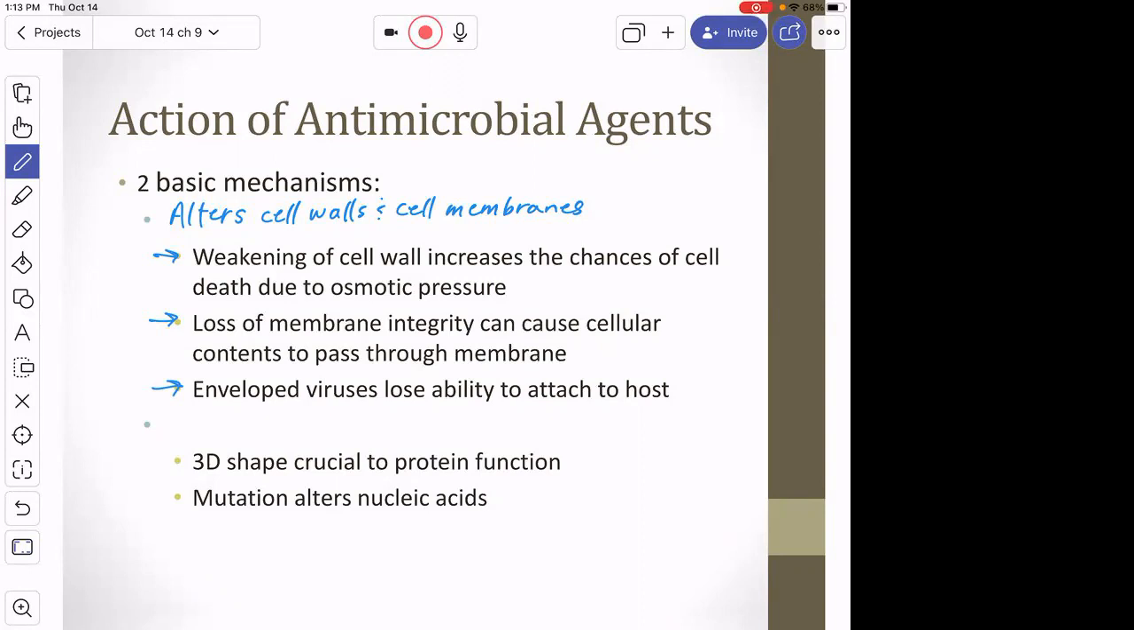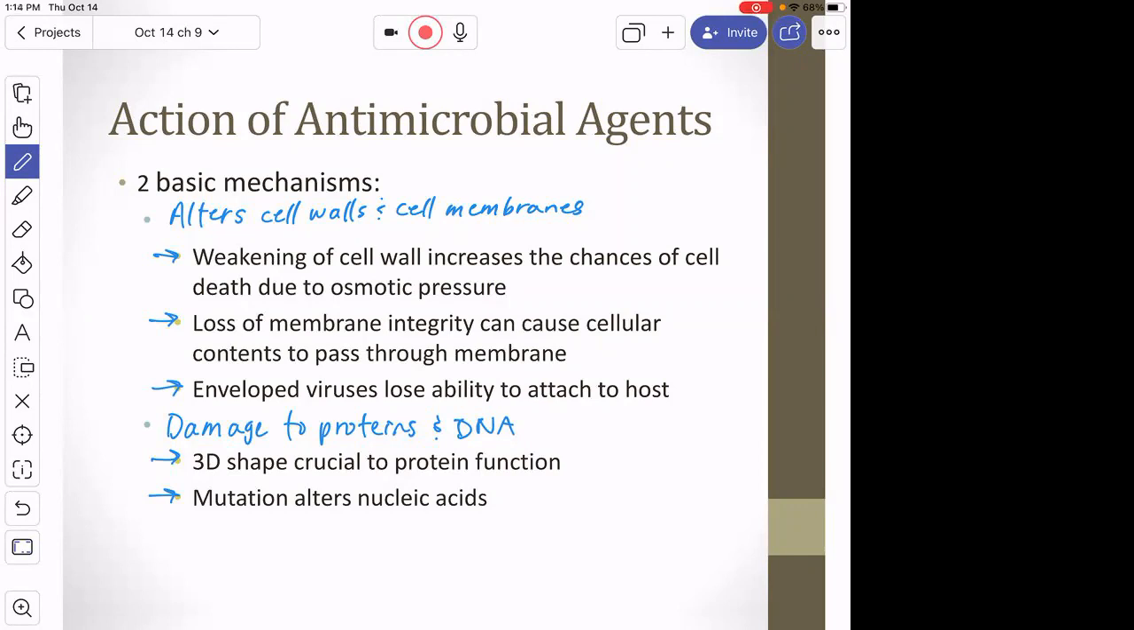The other basic way that antimicrobial agents work is causing damage to proteins and DNA. Okay, so we've talked a little bit about mutation already and some kinds of chemicals that can cause mutation. Obviously, if the 3D shape of a protein is compromised, then usually that protein is not going to be able to function. So bonds are broken by whatever treatment. Any kind of mutation is going to alter the nucleic acids, and then the organism can't reproduce correctly.